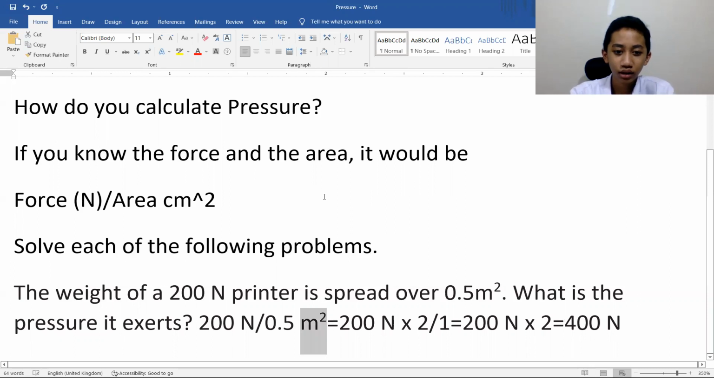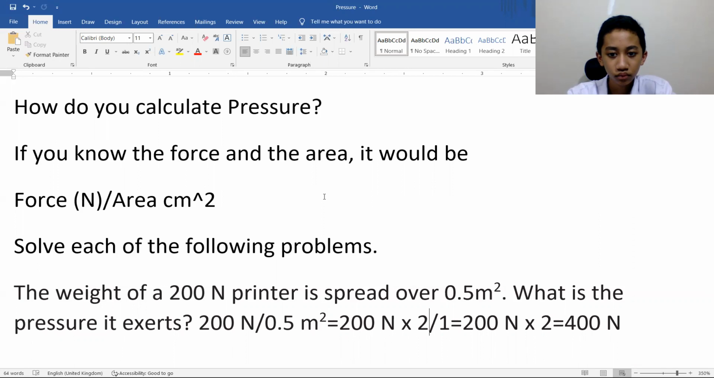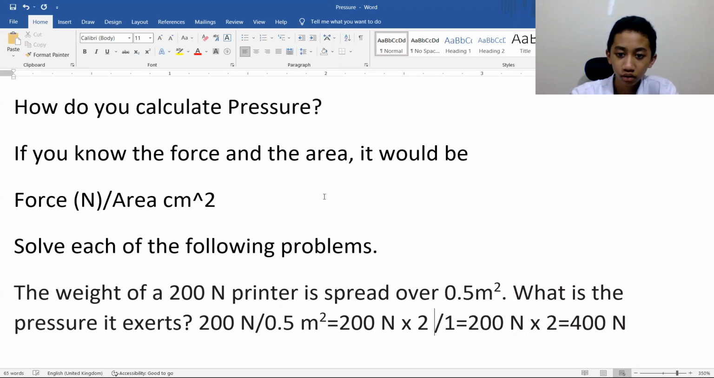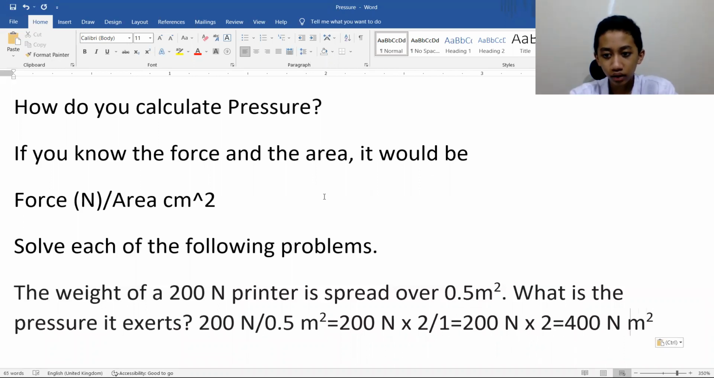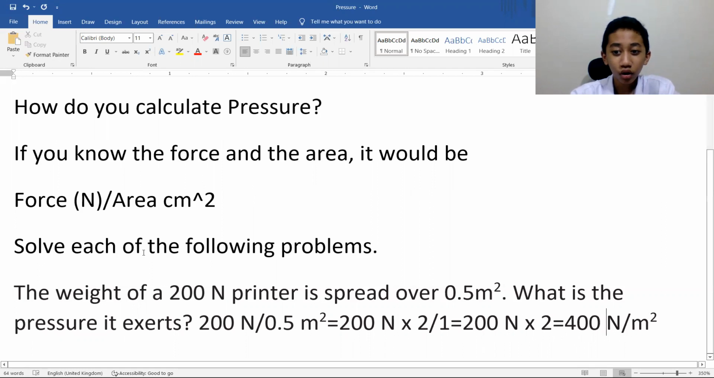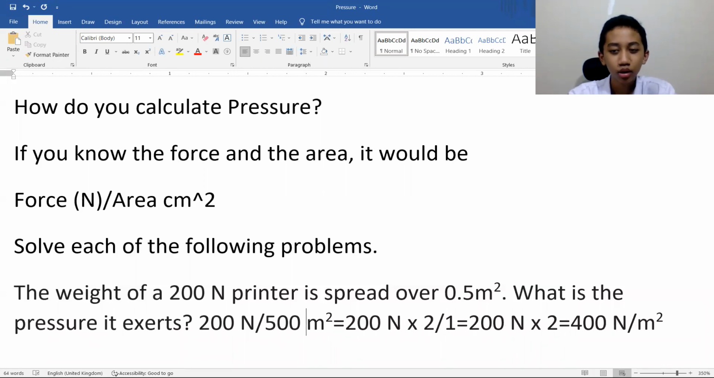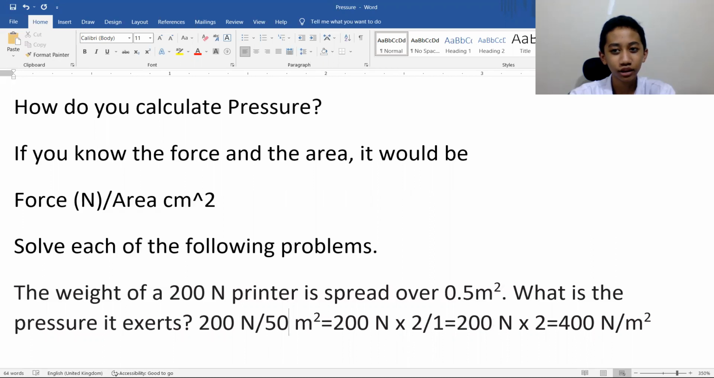We forgot the meter square. Then 400 N divided by m square. I mean, it does work. Or we could just make it into centimeters, which would make it 500 centimeters. I just realized how absurd the numbers are. It should not be 500 instead. It should be 50.